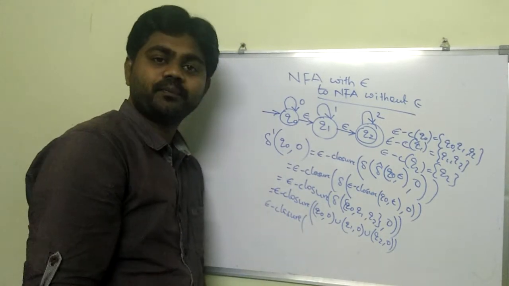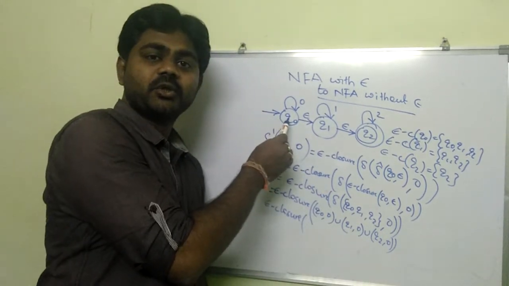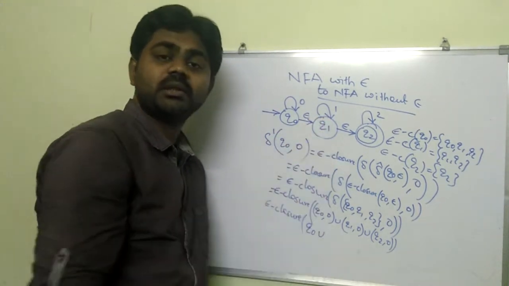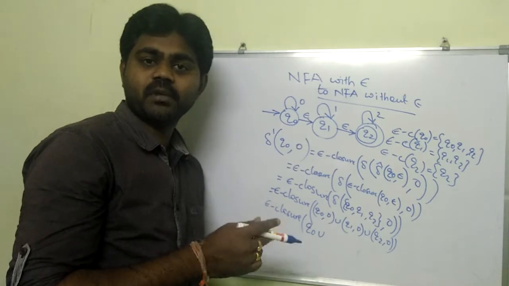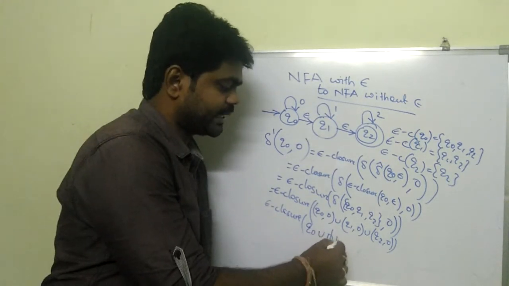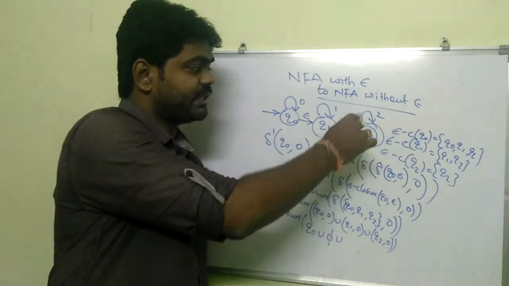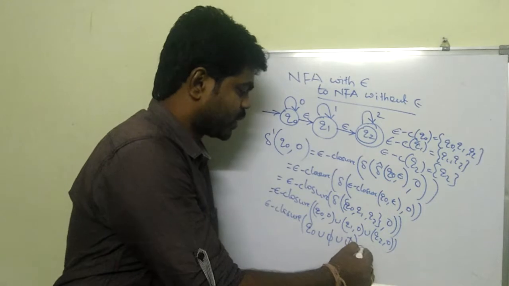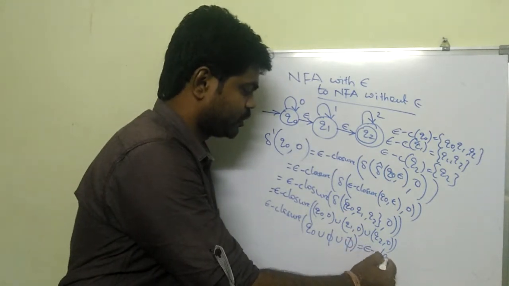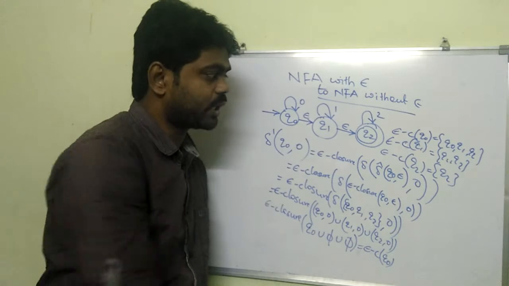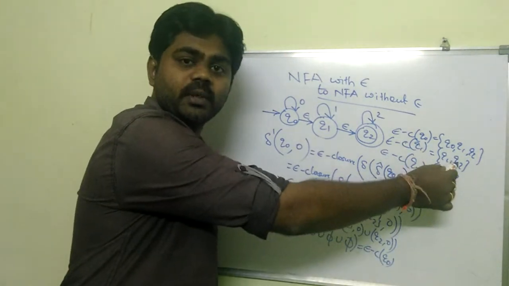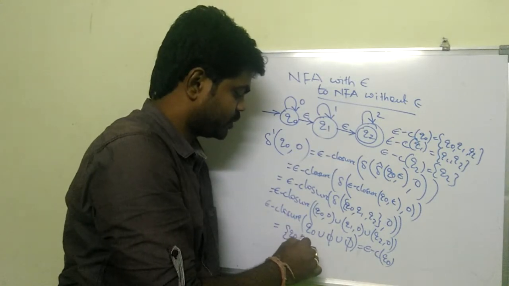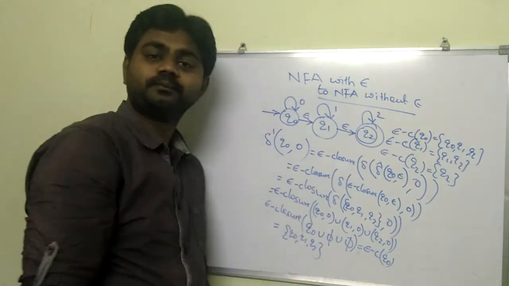Q0 comma 0. If you see the transition diagram here, Q0 comma 0, I go to Q0. Union Q1 comma 0. Do I have any input 0 on Q1? No. Delta. So we take delta. Q2 comma 0. Do I have any input of 0 on Q2? No. So delta. So what did I get here? Epsilon closure of Q0. So what is epsilon closure of Q0? Here, Q0, Q1 and Q2. So finally I got Q0, Q1 and Q2.